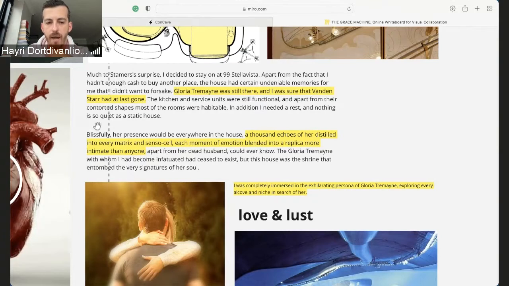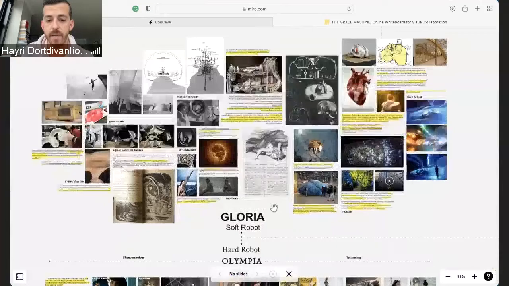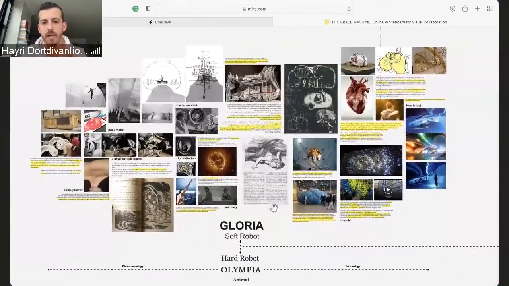The Gloria Tryman with whom I had become infatuated had ceased to exist, but this house was the shrine that entombed the very signatures of her soul. I was completely immersed in the exhalation persona of Gloria Tryman, exploring every alcove and niche in search of her." So as a figure of Gloria, the love relationship between us and technology takes a different form into a fetishization, and this fetishization is provided not through a complete mimesis, but through a mimesis, a self-movement, and the alienation.